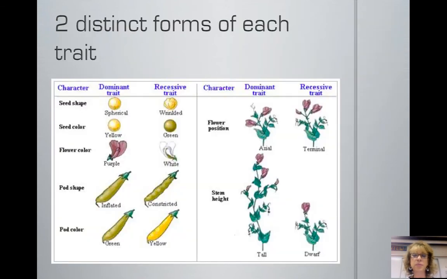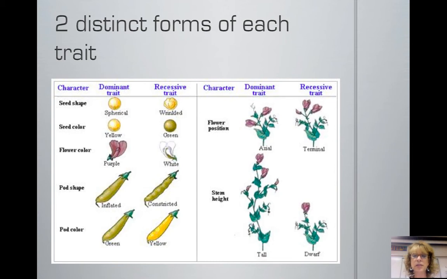Another reason why pea plants were a great organism for his genetic studies is because, for the most part, they have 2 distinct forms of each trait. For example, seed shape is either round or wrinkled. Seed color is either yellow or green. Flower color is either purple or white. Pod color is either green or yellow. The pod shape is either smooth or wrinkled.